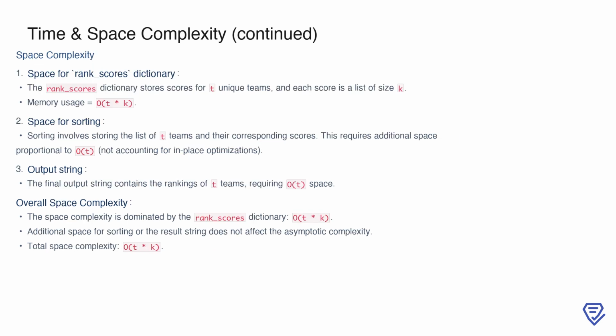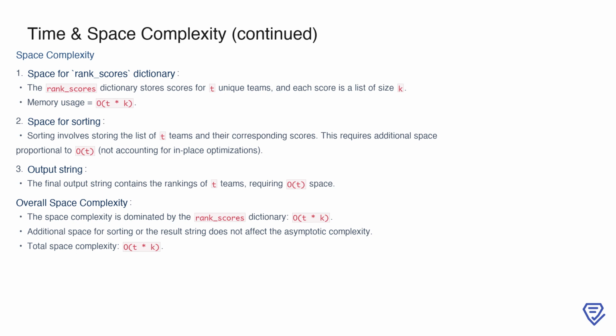Shifting our focus to space complexity, the primary contributor is the rank_scores dictionary. This dictionary holds scores for T teams, with each score being a list of size k. The memory usage for this structure scales as T*k. Additionally, sorting requires space to store the list of T teams and their scores. While sorting algorithms like timsort are often optimized for in-place operations, the additional space required is still proportional to T. Finally, the output string, which contains the rankings of the T teams, requires T space to store.